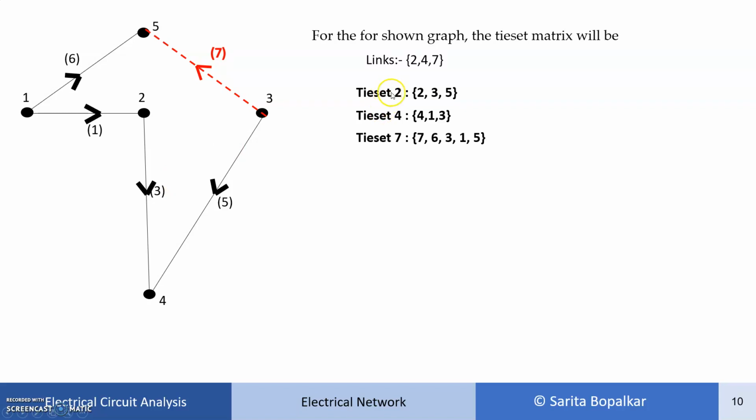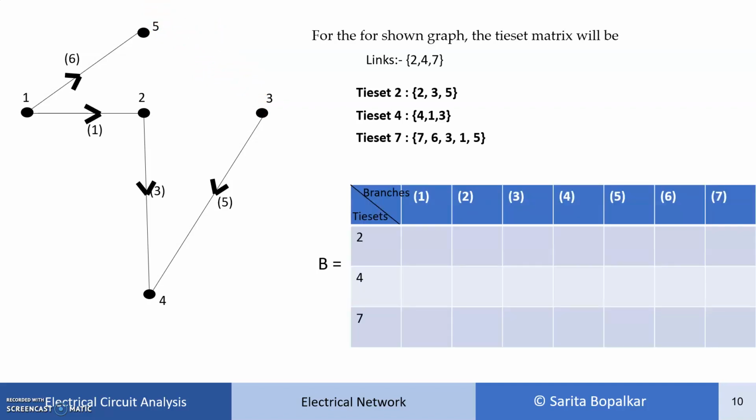So the number of Tiesets is equal to the number of links. I have to replace each link one by one, not all at a time. If you replace all at a time, you may get different loops. But here for the Tieset, each link you have to replace one by one. Okay. Now let's form a Tieset matrix. What are the contents of a Tieset matrix? The columns are equal to the number of branches and the rows are equal to the number of Tiesets. In the previous video, we formed a loop matrix, only loop matrix, not fundamental loop matrix.